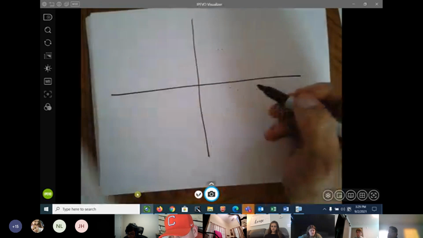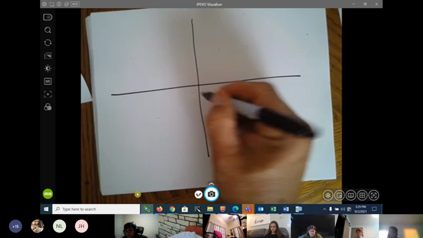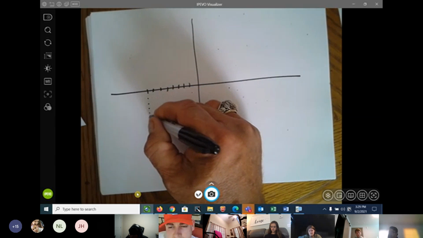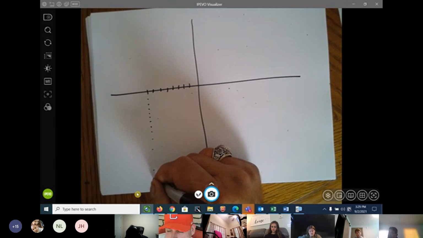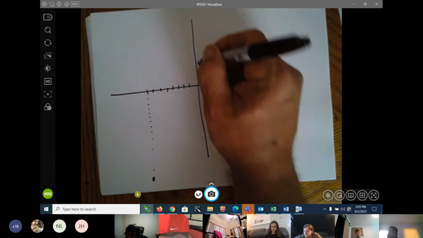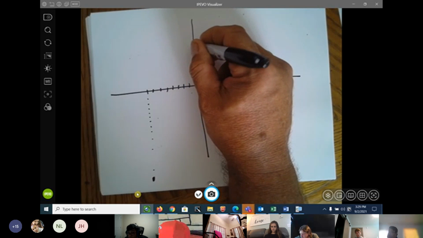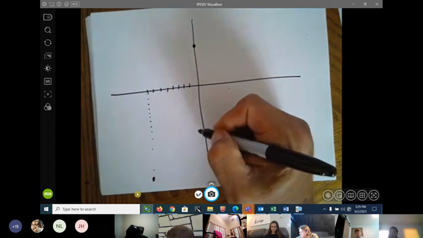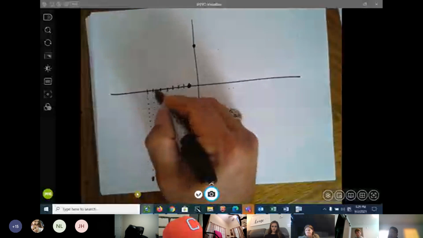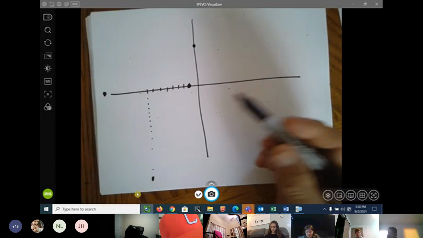So we got a graph. We got a negative 8, 1, 2, 3, 4, 5, 6, 7, 8. 1, 2, 3, 4, 5, 6, 7, 8, 9, 10, 49. Negative 49 is right there. We got a y-intercept of 15. We got x-intercepts of negative 1 and negative 15. Well, that's negative 8. So negative 15 will be down here.